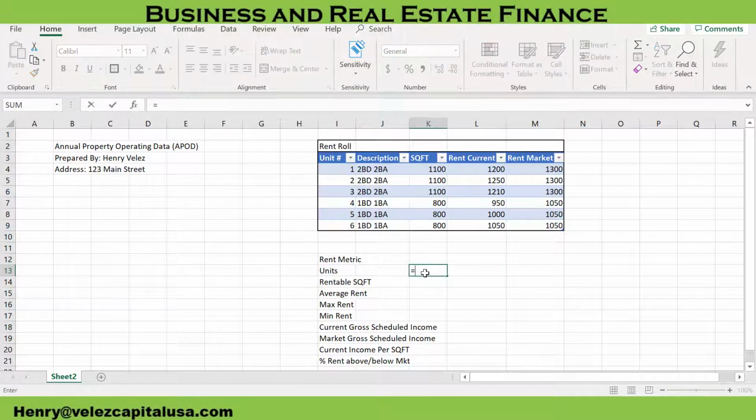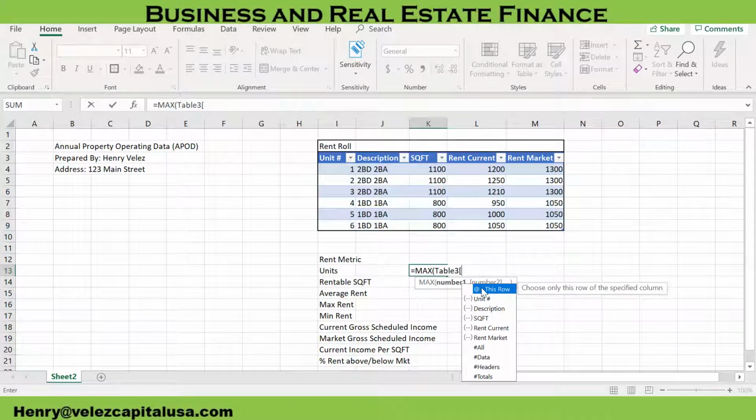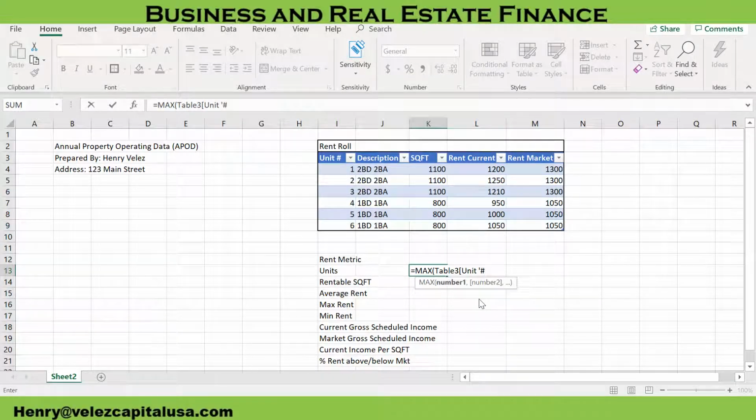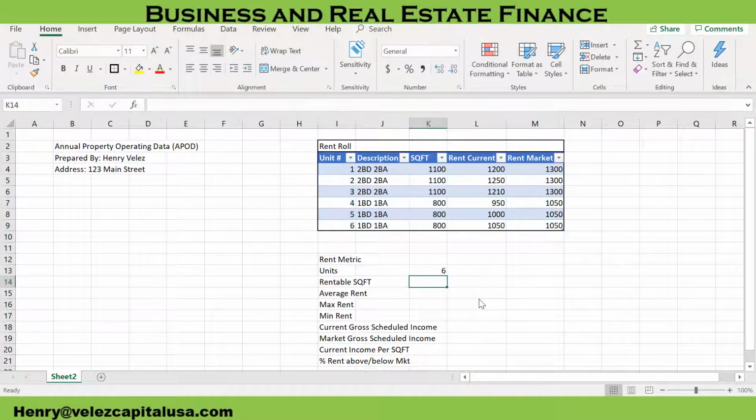First, the units. We will just do a max function. It'll give us the max number and the unit numbers, because that's assuming that you will be going in ordinal order, ascending, so it'll return the max number. So let's do max in the unit column. And as this rent roll grows, that number will change. See? We put in a 7. Let's leave that at 6.